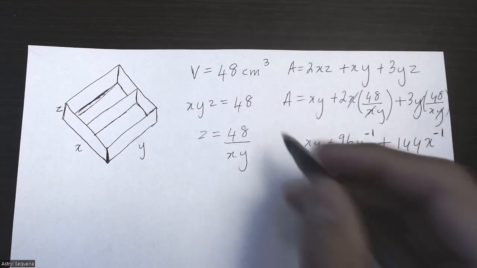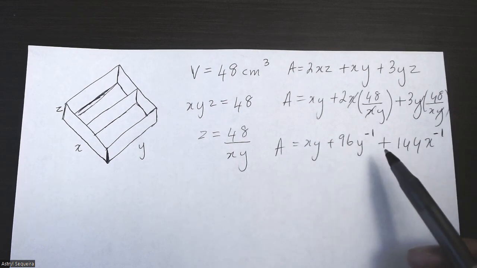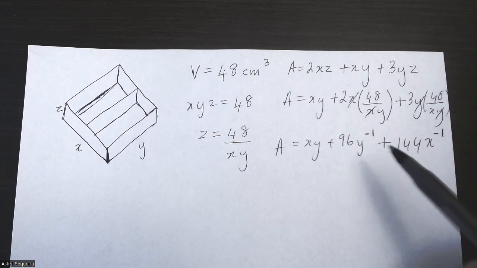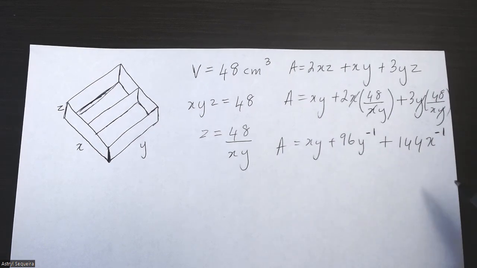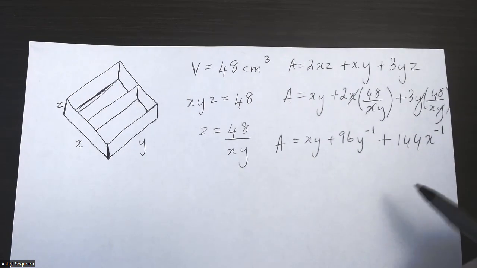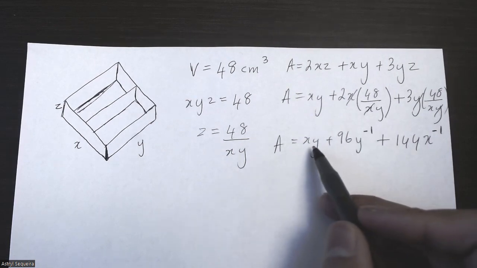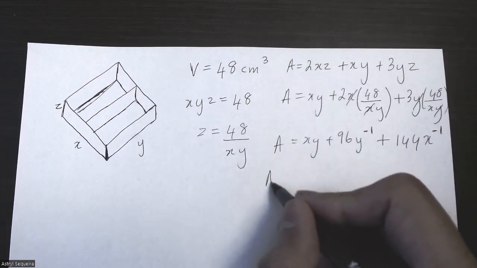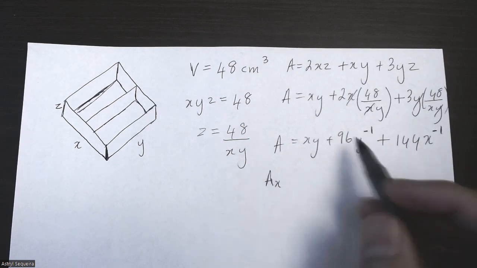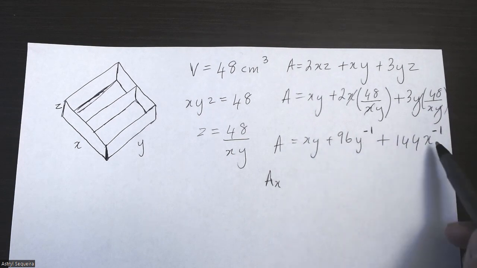So now that I have my area equation in terms of two variables, I know I can derive this using the Hessian matrix. I can classify my points as maximums, minimums, or saddle points, basically. So I'm going to do that whole routine over here. I'm going to derive it, find my critical points, and then classify them to find the minimum area of this box. So let's start with finding A of x, which is basically deriving this equation in terms of x and pretending that y is just a constant.